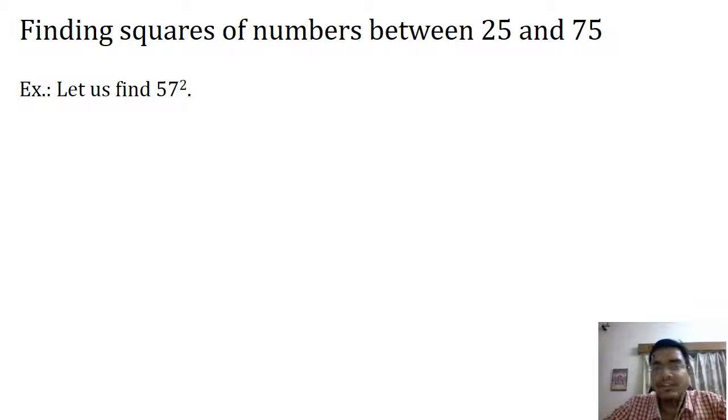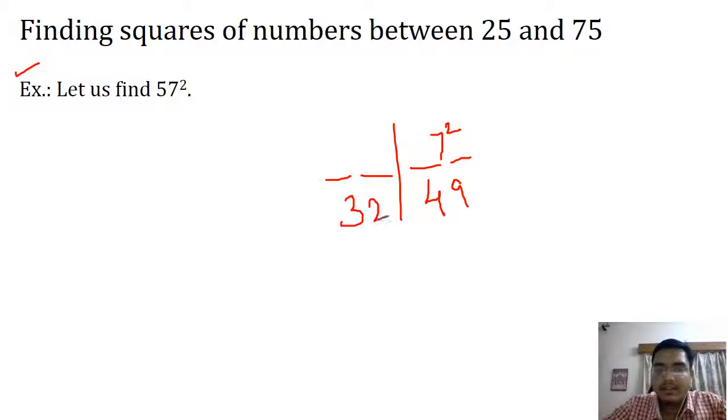Now let us solve another example on that. Just find the square of 57. So what we have to do is we have to just find the last two digits and the first two or first digit. So last two digits would be 50 minus 57 whole square, that is 49. There is no carry this time, and 57 minus 25 is 32. So our answer would be 3249.